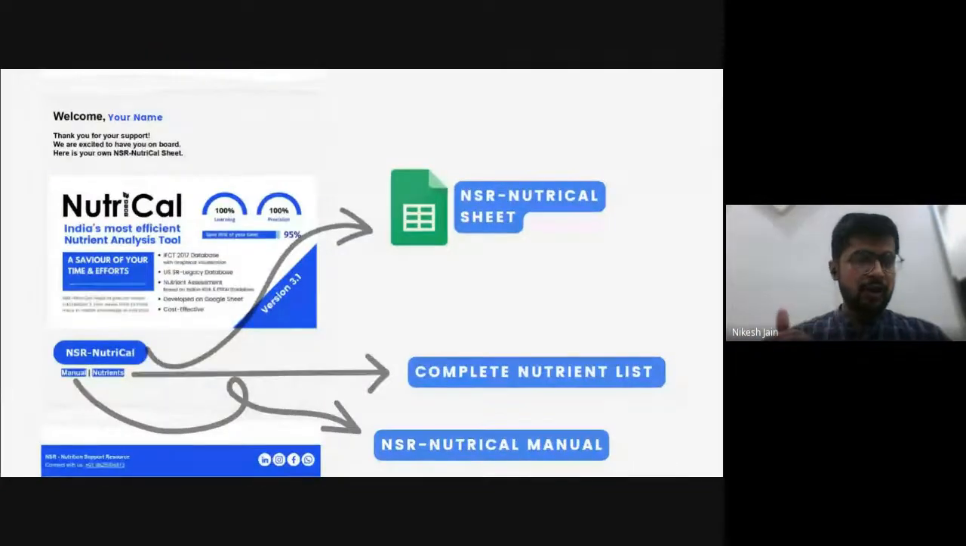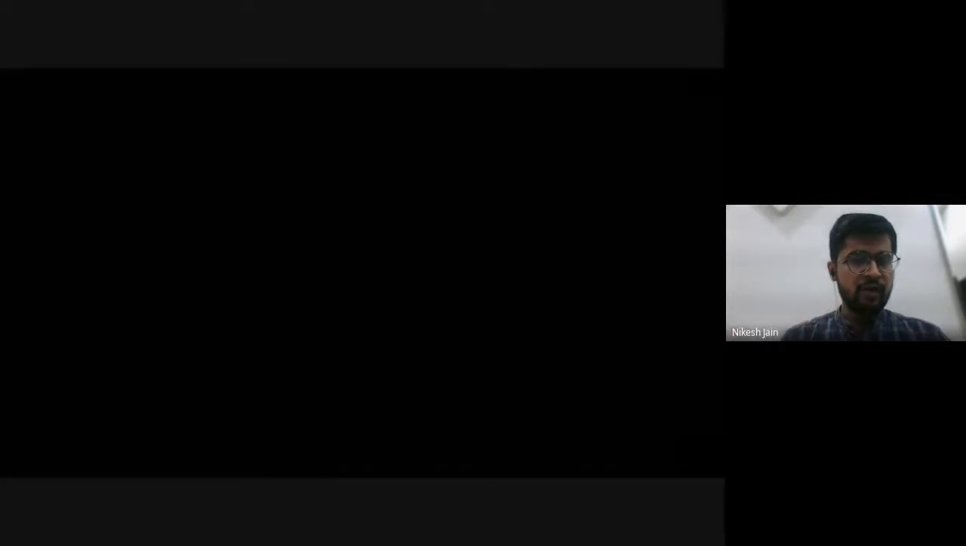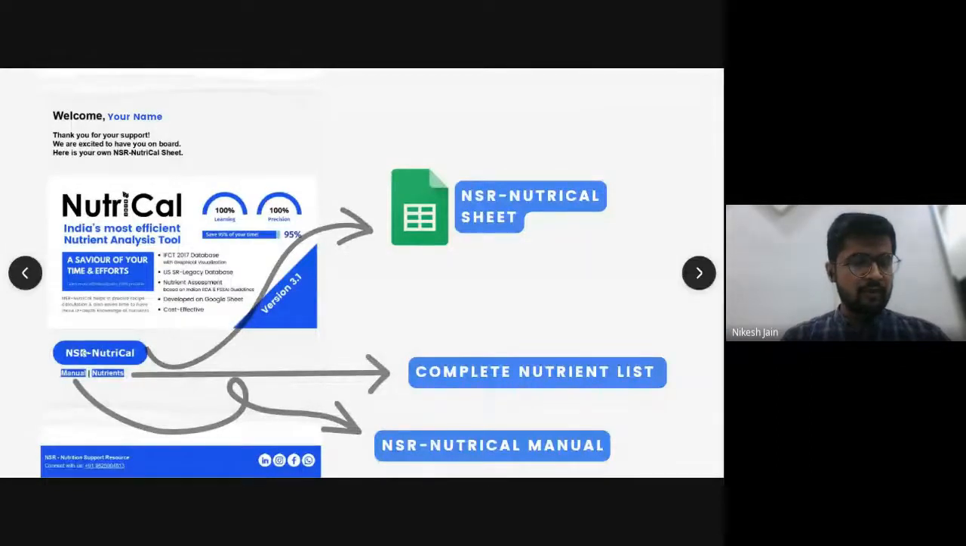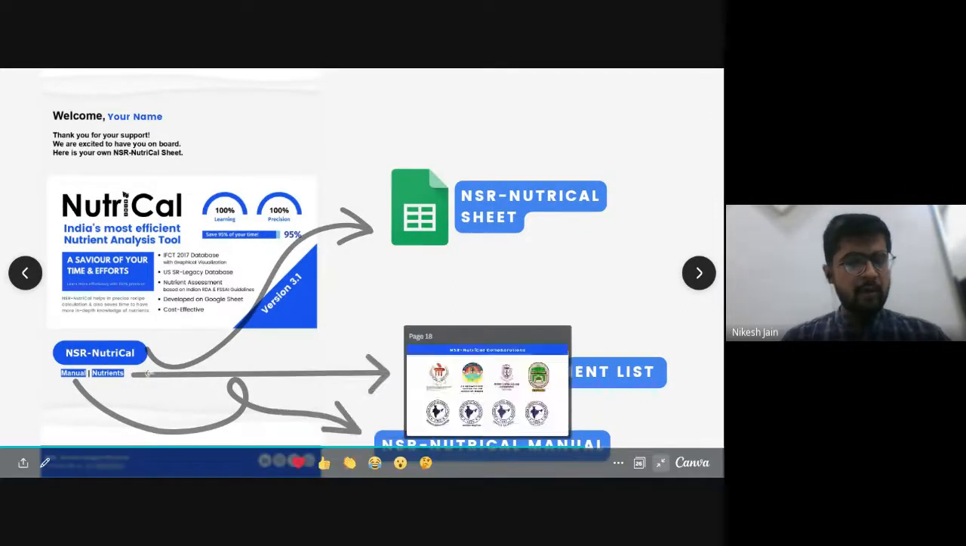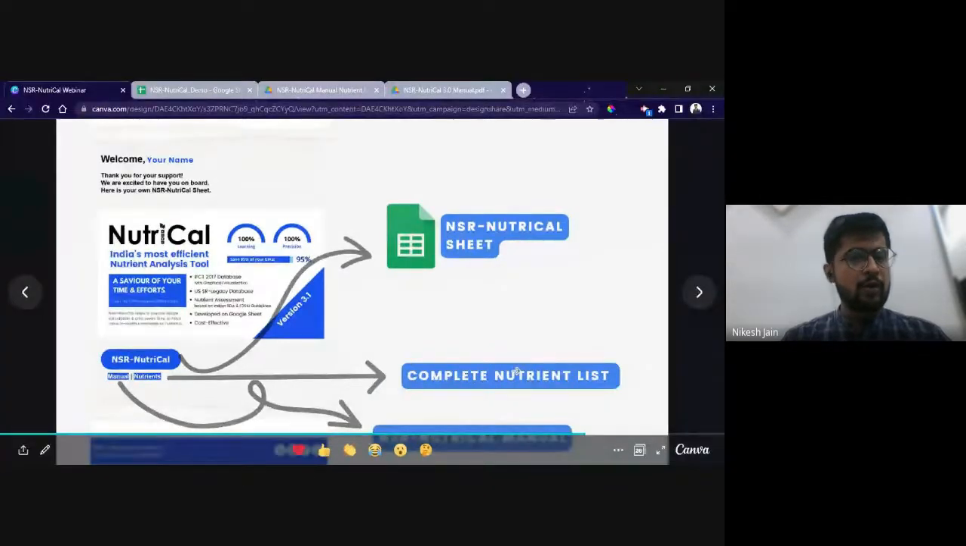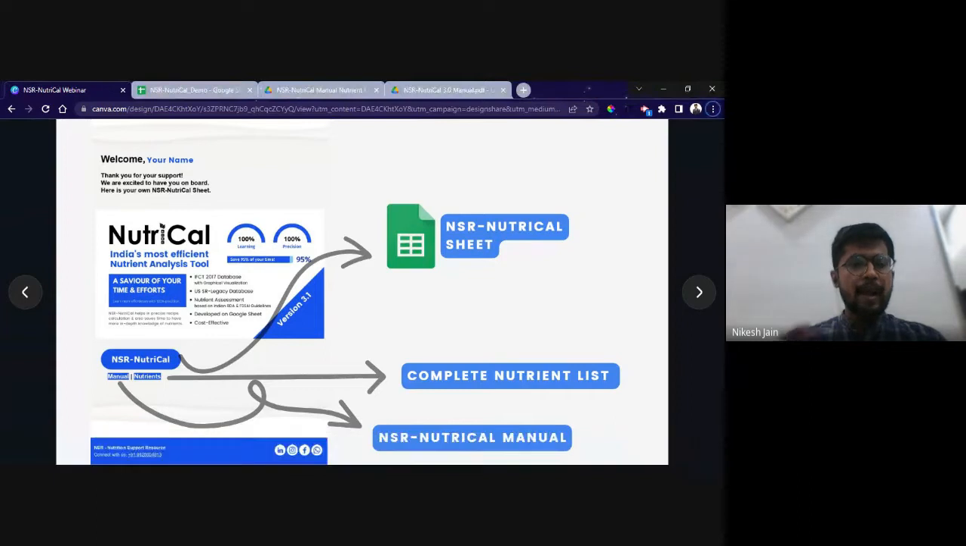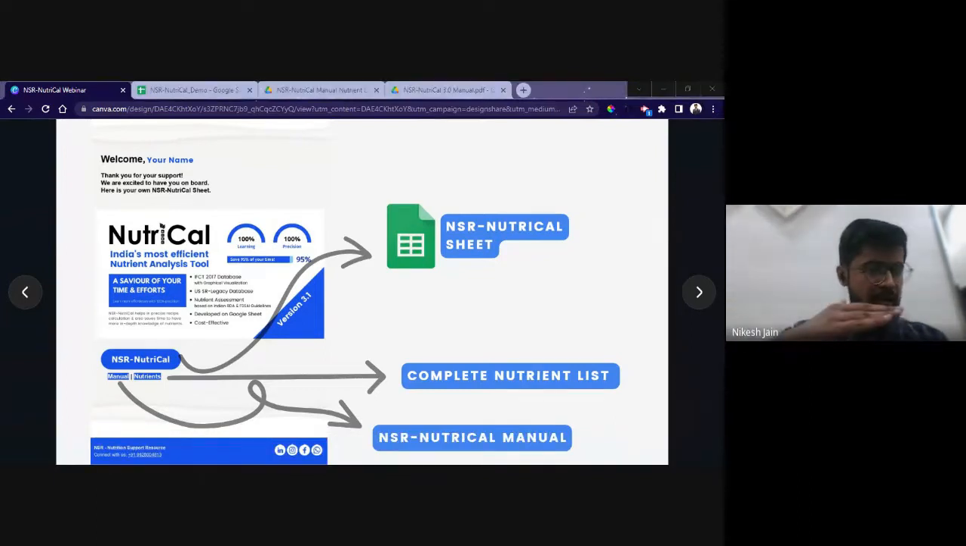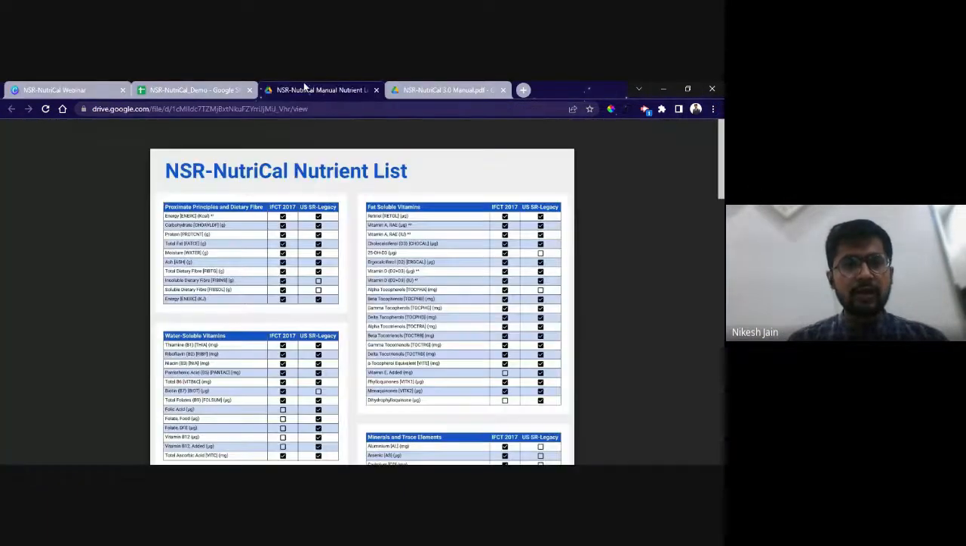Now, how will you get it? Those who have received NutriCal can easily see it: for this particular link, you will get the NutriCal sheet. Then you have 2 more links. One is the manual, from where you can get a manual, and one is the nutrient list. Again, to promote education, we compiled the entire nutrient list, so that you can actually look at what more nutrients are available in our database. I'll show you, it's available here only.